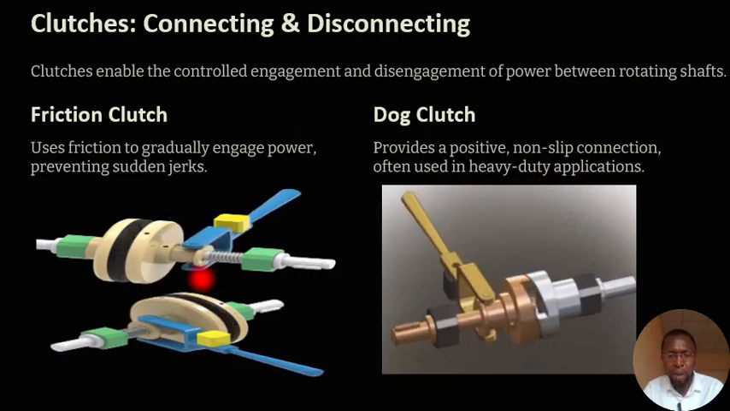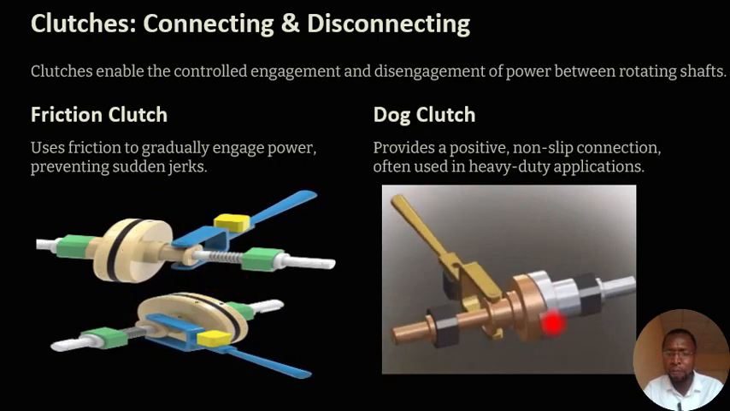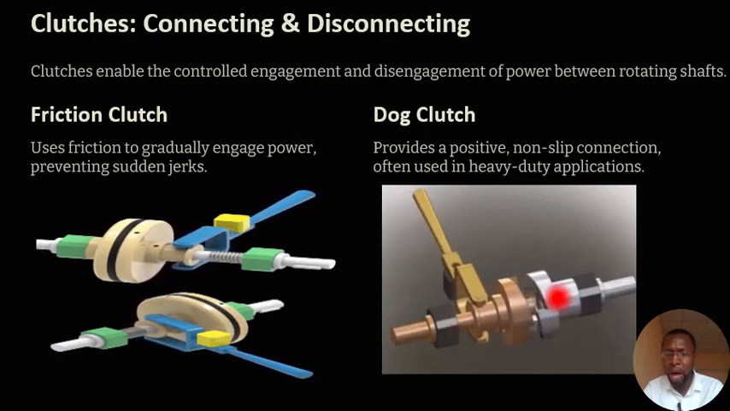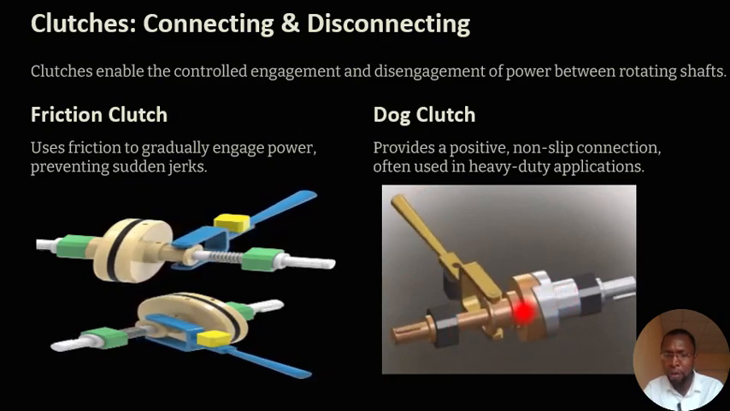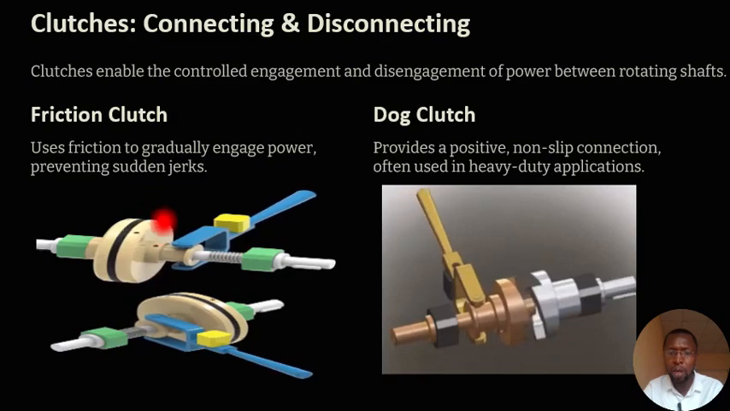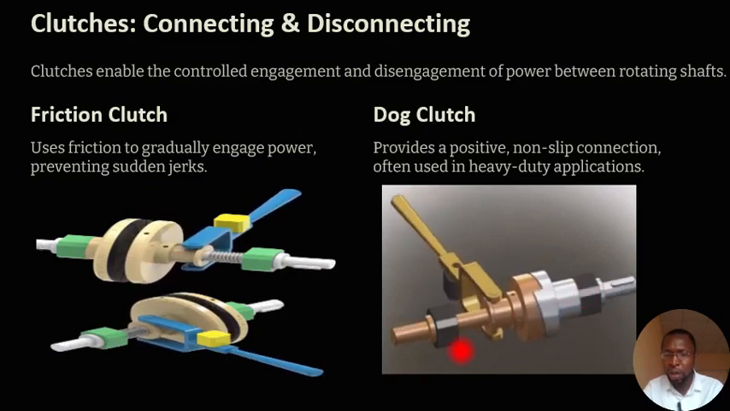Just the same phenomenon, or the same procedure. The only difference is the design. For the dog clutch, you could see that the two shafts are designed differently, unlike this, that they are completely circular in design. So the only difference is just the design.